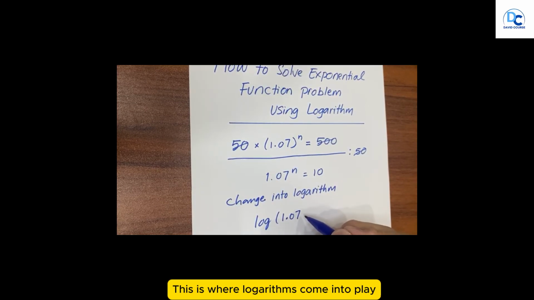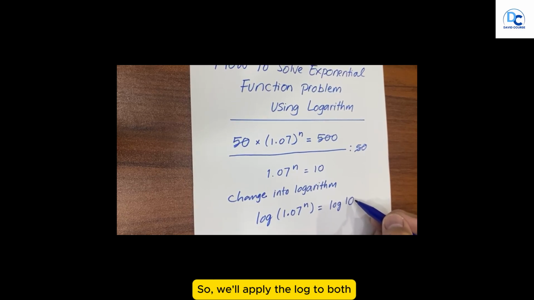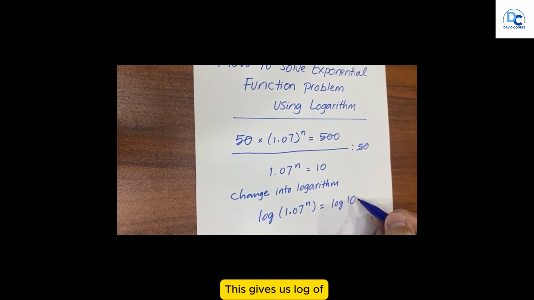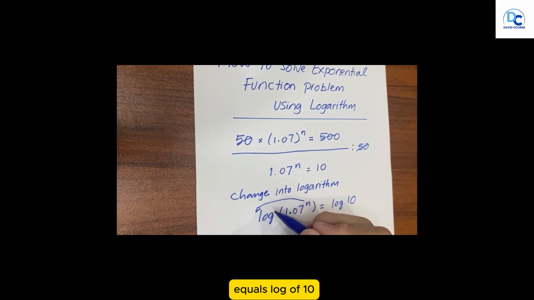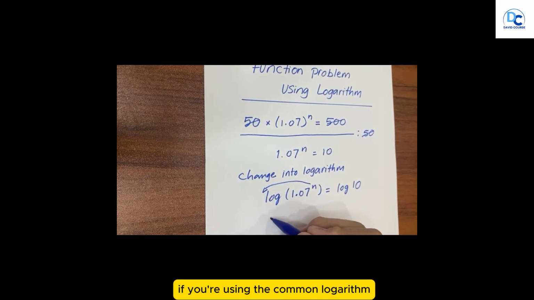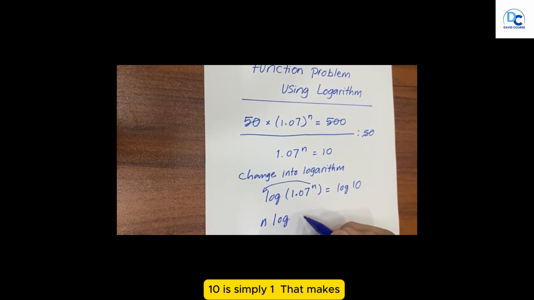This is where logarithms come into play. When the variable you're solving for is in the exponent, taking the logarithm of both sides is the key. So we'll apply the log to both sides of our equation. This gives us log of 1.07 to the power of n equals log of 10. Now if you're using the common logarithm, or log base 10, you'll know that log of 10 is simply 1. That makes things even easier.